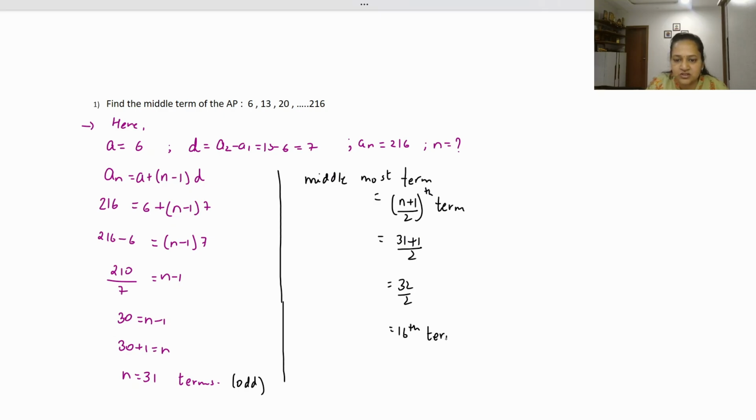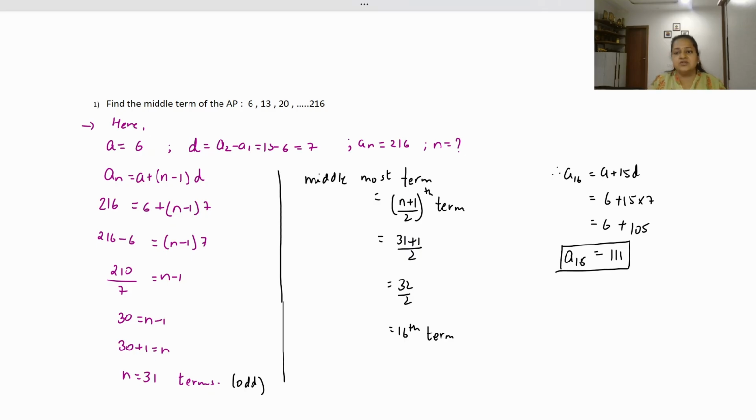So, which is the middlemost term then? Therefore, A16 is given by A plus 15D. A is 6. 15 into D is 7. We get 6 plus 15 sevens are 105. 6 plus 105 is 111. So the middlemost term of the given AP is A16, which is 111. I hope you all have understood this. Thank you.